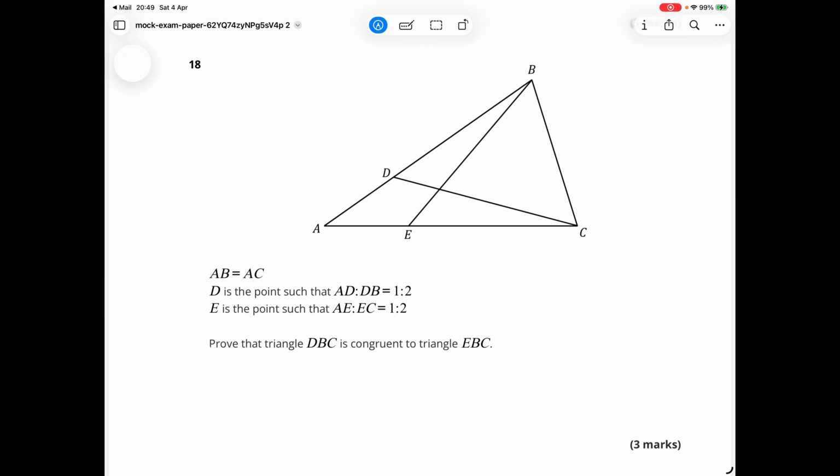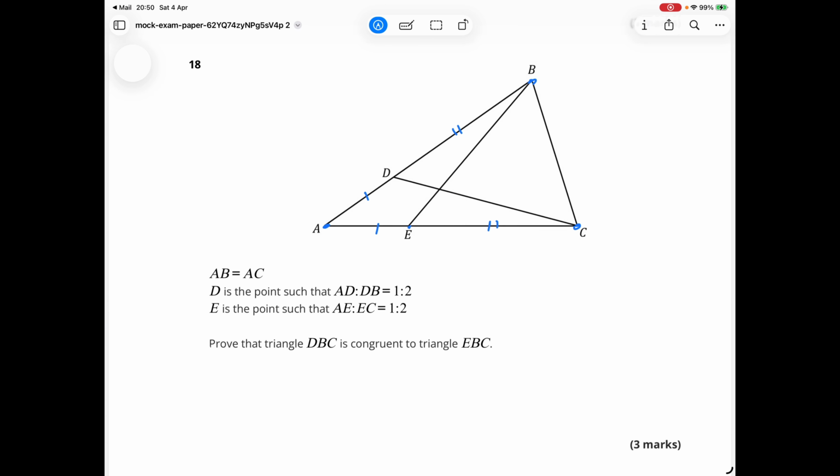Right, AB equals AC. So this from here to here is the same as from here to here. Okay. D is the point such that AD to DB is 1 to 2. So this and this, I'm assuming, are the same. And then that bit and that bit are the same. Okay, prove that DBC is congruent to triangle EBC. EBC, oh, so this bit here and this bit here are the same.